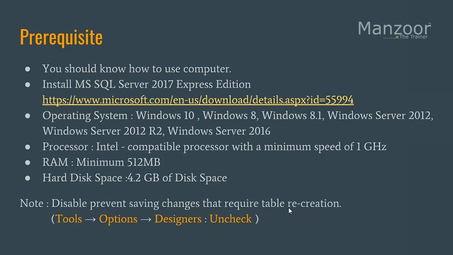Now, what is the use of this setting? Once we go for creating tables, at that time I will show you. Normally we create a table and save the table. Now we think of adding one more column, so I add another column. After adding another column, if I try to save the table, it will not allow me to do that because of this setting. It will prevent saving changes that require table re-creation.